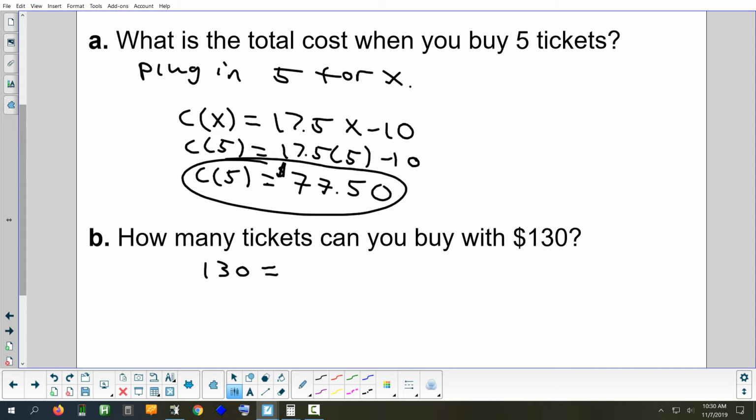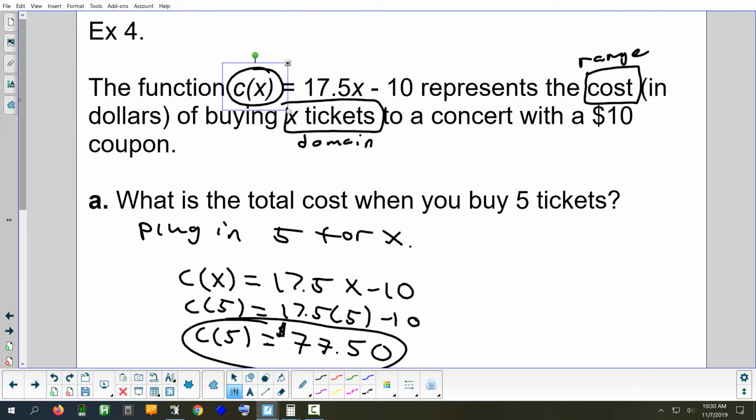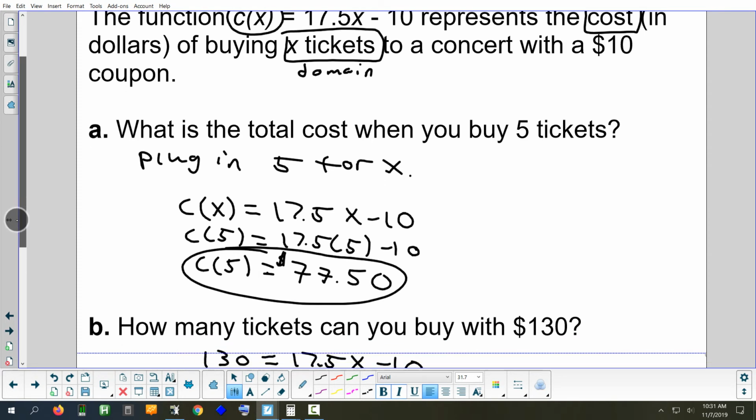Oh, I think we're getting stuck. Anyone help out Joe? We're off to a good start. We just have to finish that right hand side. Kelsey? 17.5x. Yep. Minus 10. Right. You're taking the formula that they gave you, and you're filling in 130 for the cost. The last time we filled in for tickets. They can tell you to do either one. I can either say, tell me how much the cost would be if you fill in for tickets, or I can say, I have $300, tell me how many tickets I can buy. So you're always filling in a number either on the left or on the right.